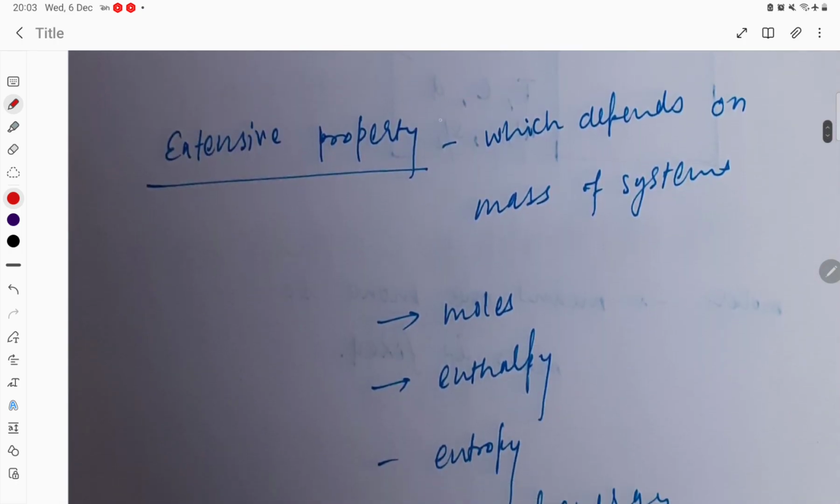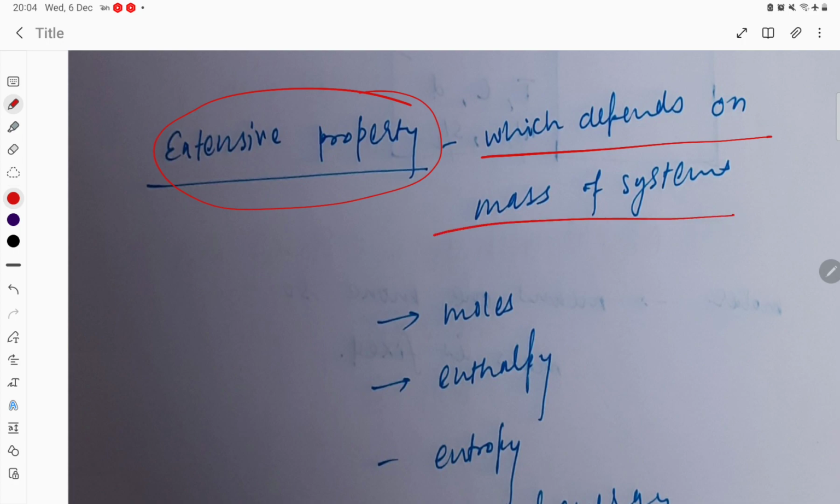Now come to the extensive properties. The properties which depend on the mass of the system are called extensive properties. Like the first one, mole. Mole depends on the mass. Suppose here is 2 gram H2. 2 gram H2 means 2 by 2 is 1 mole. If you are talking about 4 gram H2, 4 by 2, that is 2 mole H2. So it depends on the mass.